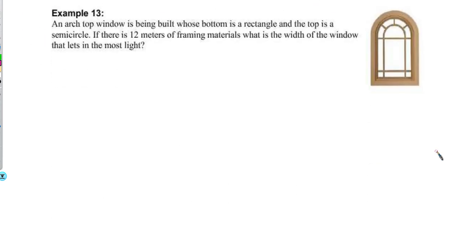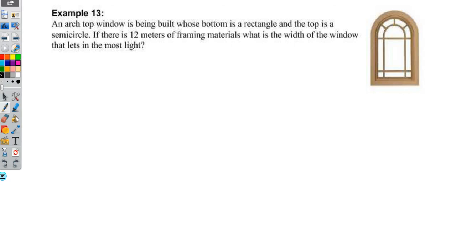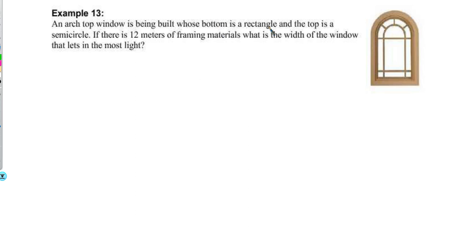All right, so now let's take a look at example 13. Again, working on the setup. We have an arched top window, bottom is a rectangle, top is a semicircle, half a circle. And we want to know if there's 12 meters of framing materials, what is the width of the window that lets in the most light? So most light means we're trying to optimize, maximize the area of this window right here.